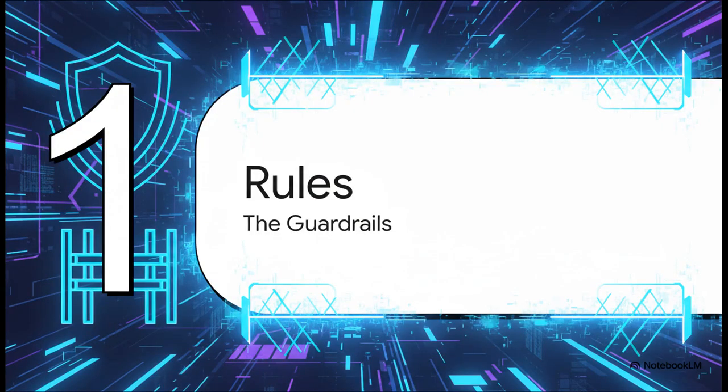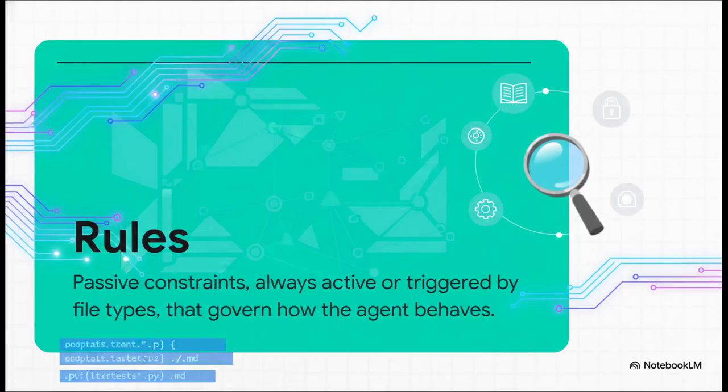First up, let's talk about rules. Honestly, the best way to think about them is as the fundamental guardrails for your AI. They set those non-negotiable boundaries of what it can and can't do. So what does that actually mean? Well, rules are always on. They're just working passively in the background.